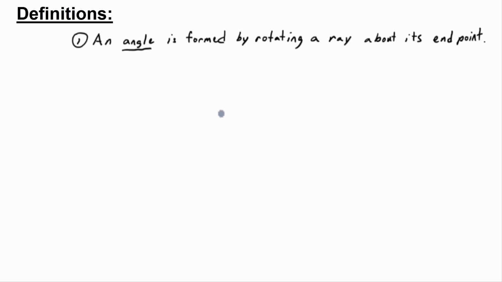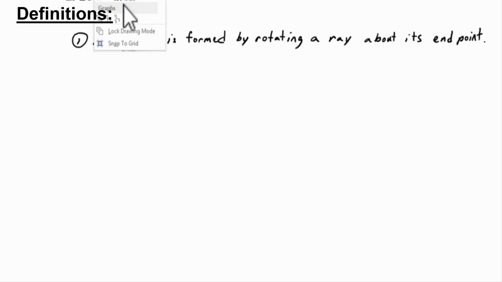So, okay, you start with a ray, and then you take a copy of the ray. A ray is like half a line, right? It has a starting point but no end point, and it's straight. You start with a ray and then another copy of the ray, and then you rotate it to create that separation between the two copies, and that's an angle. And that's basically what the definition is going to say: an angle is formed by rotating a ray about its endpoint. So it's really rotating a copy of a ray.